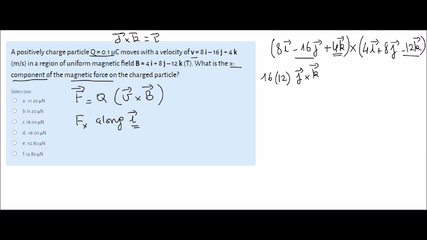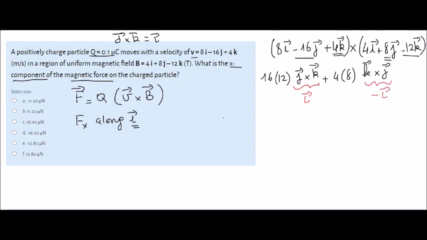And what do I have? 4K cross 8J. So plus 4 times 8 K cross J. Now, you don't need to calculate the whole force. If you did that, you wasted time for nothing. J cross K, what is it? I. K cross J, that's minus I. That's all you need to know.